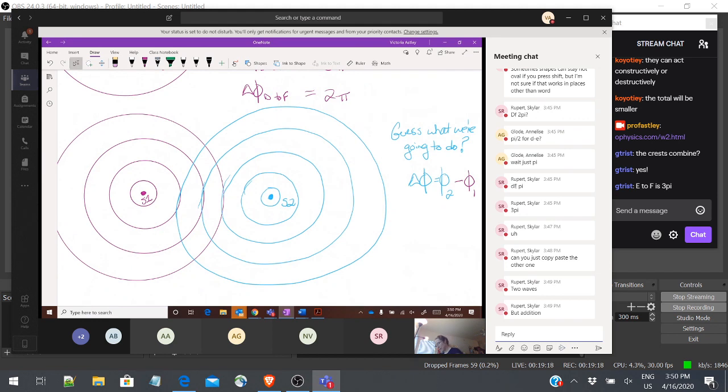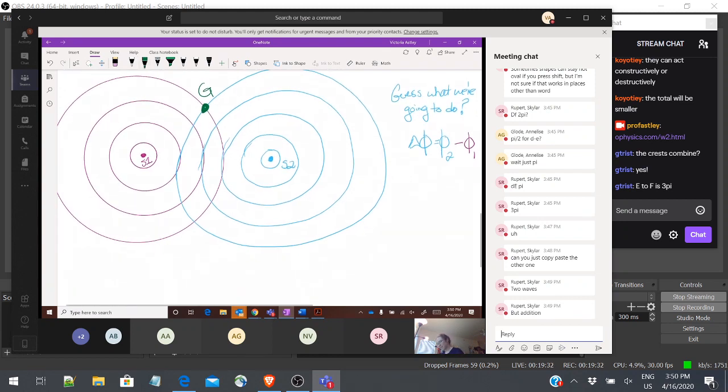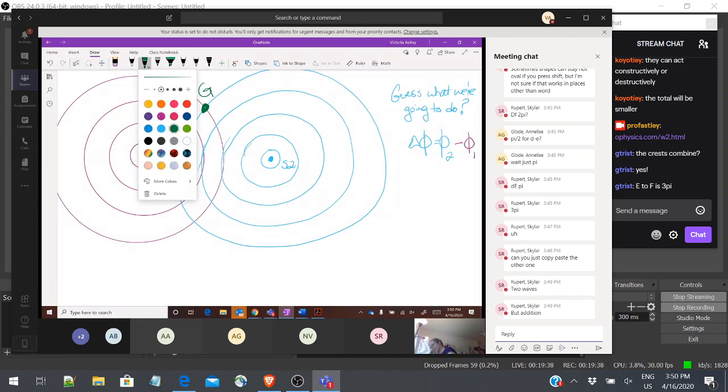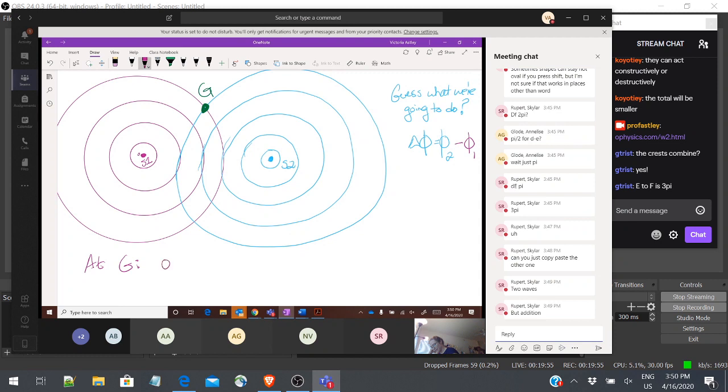So for example, if we look at this point right here, G, point G, okay, can you tell me the phase with respect to S1? So if we presume this starts at 0, and then this is crest, crest, crest, crest, what would the phase at G, the phase from source 1, be?